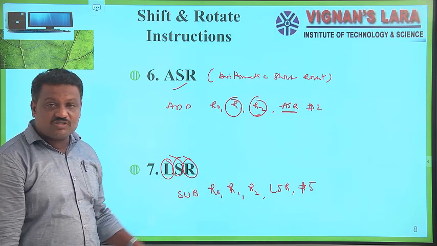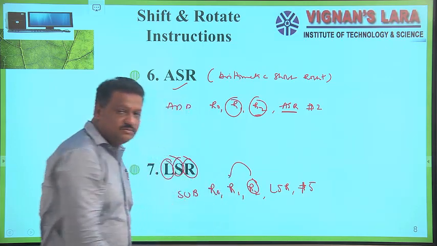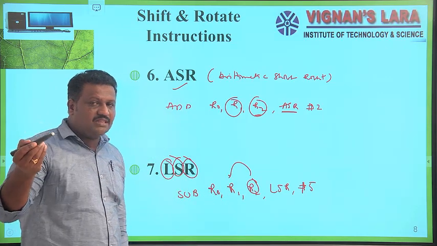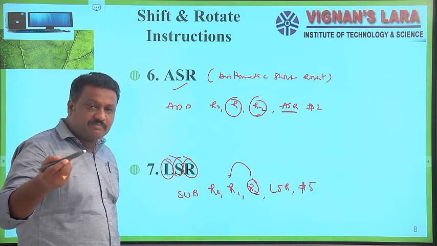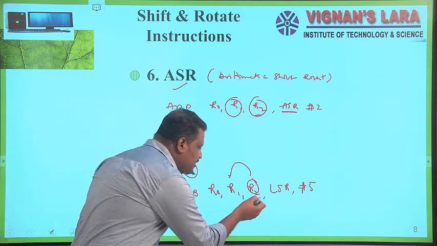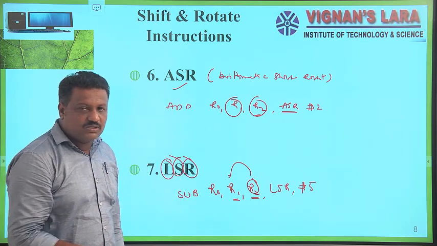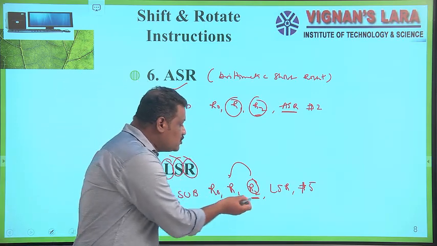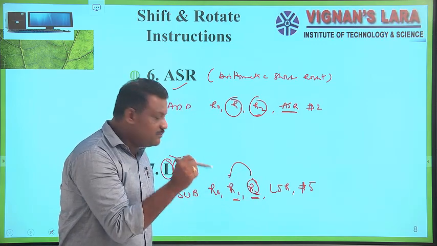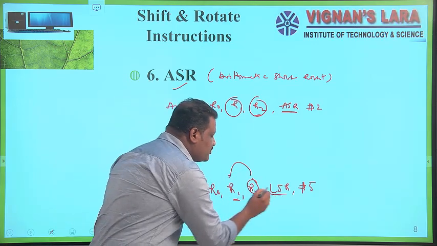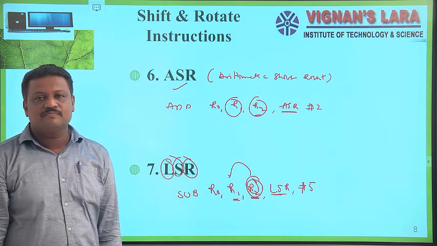The meaning of this instruction is, before subtracting the R2 value from R1, just remember the arithmetic instruction I discussed in the last class. In a subtraction operation, the last operand can be treated as the subtrahend. So before subtracting the content of R2 from R1, first of all you have to do a logical shift right on the content of R2 by 5 times.